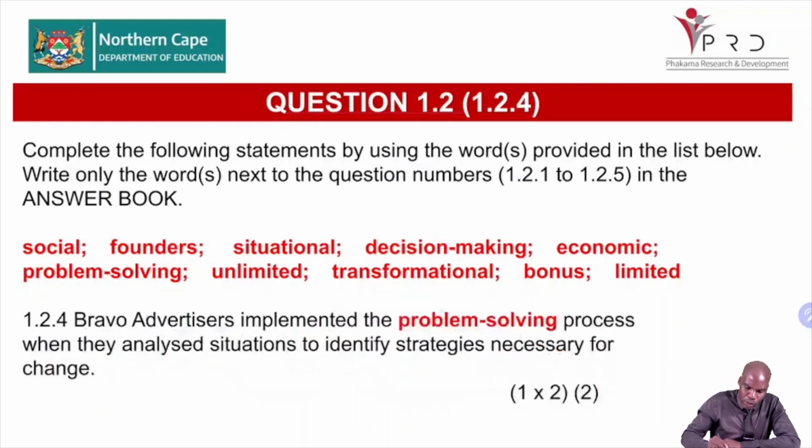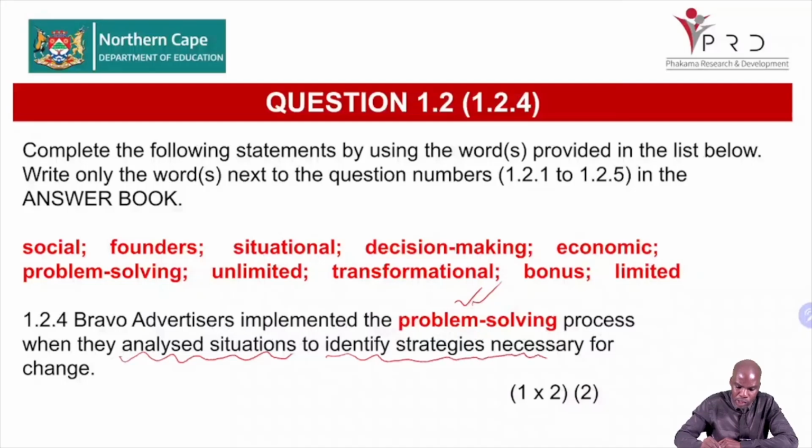Okay, if you chose problem solving, you got it. Bravo advertisers implemented the problem solving process when they analyzed situations with the intention of identifying strategies necessary for change. So here you need to remember grade 12's what goes into the problem solving process, right? When we talk about the problem solving process, we are referring to a strategic approach to analyzing situations and identifying solutions for change in a business.